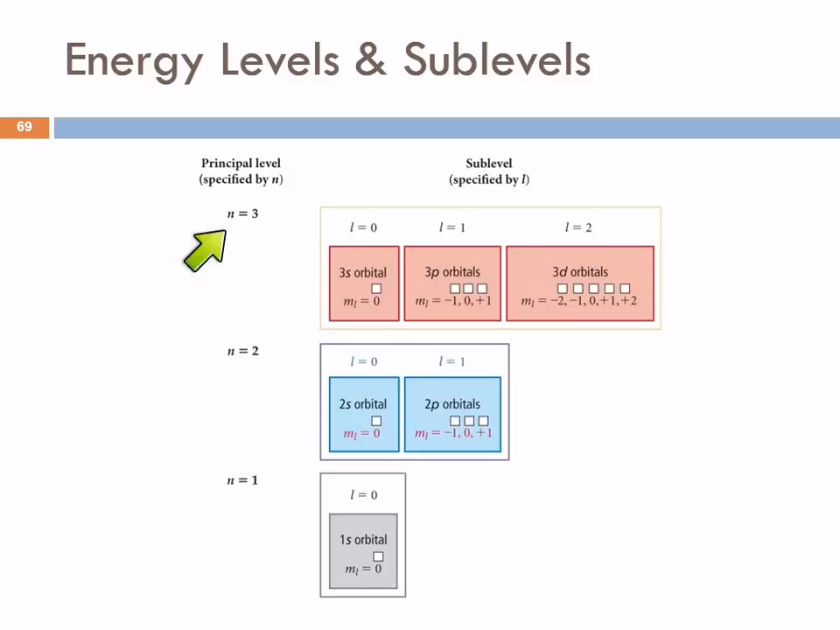N equals 3. I won't go over L equals 0 and L equals 1, but now we have another possibility for L. It can be 2. If L is 2, now we can have minus 2, minus 1, 0, plus 1, plus 2. So now there are 5 different orbitals.